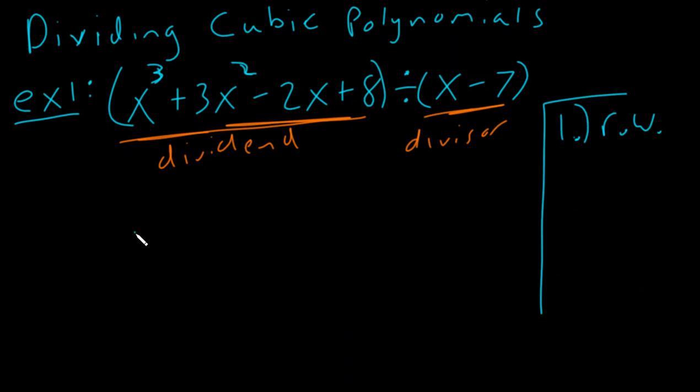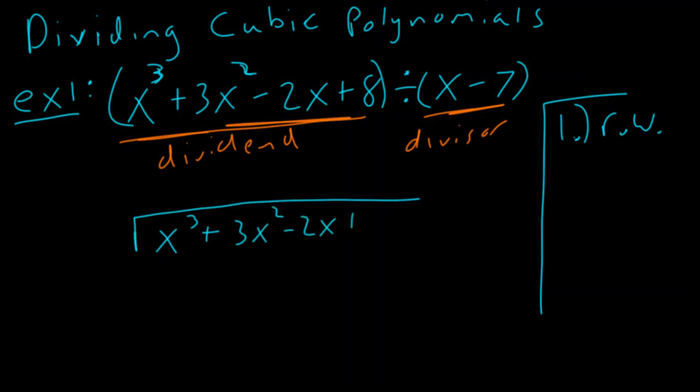Okay, so when I go to rewrite this, what does that really look like? Well, I draw my long division box, and I put my dividend inside the box, x cubed plus 3x squared minus 2x plus 8, and I put my divisor on the outside of the box. Now that was step number 1 where I rewrote it. What is step number 2? Step number 2 is we want to divide our leading coefficient.